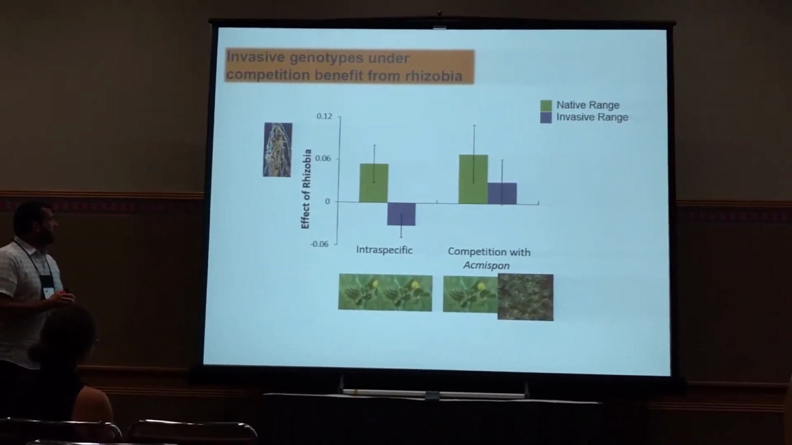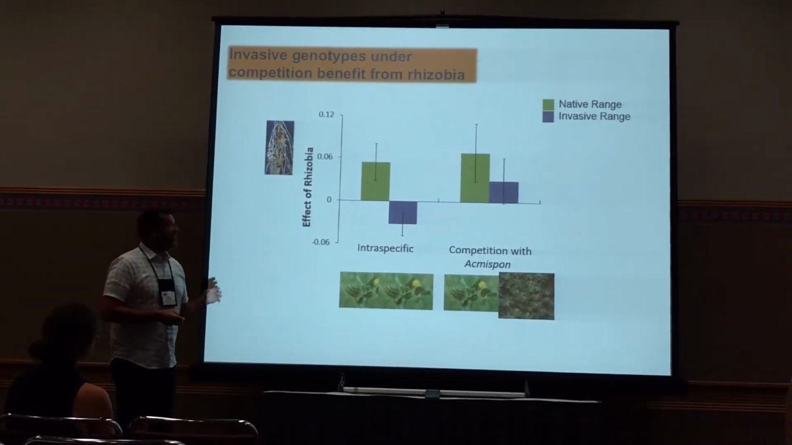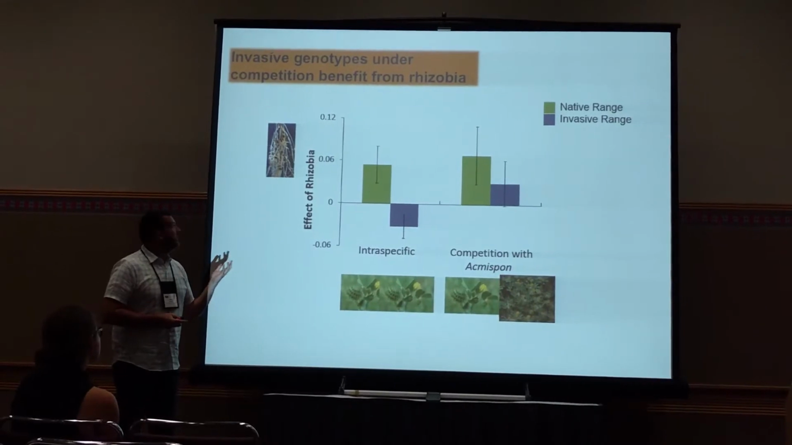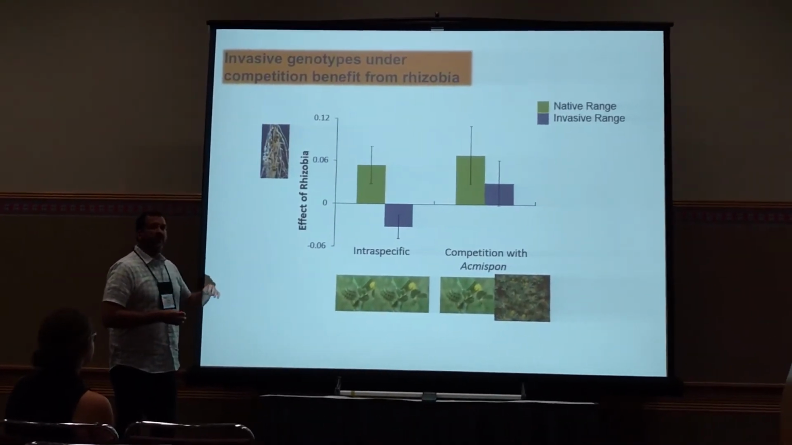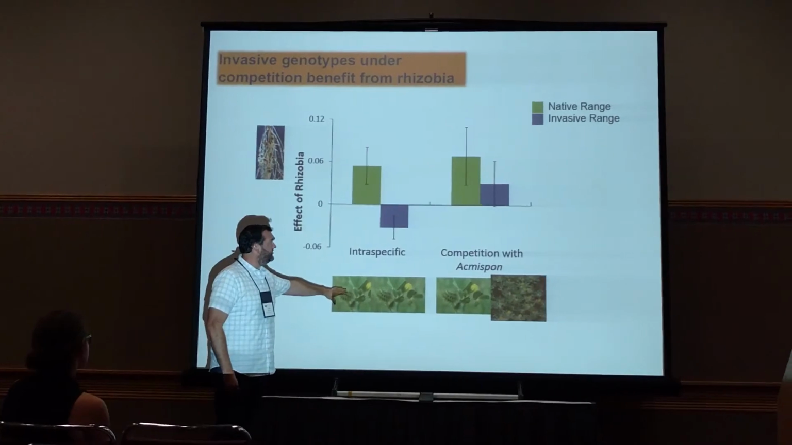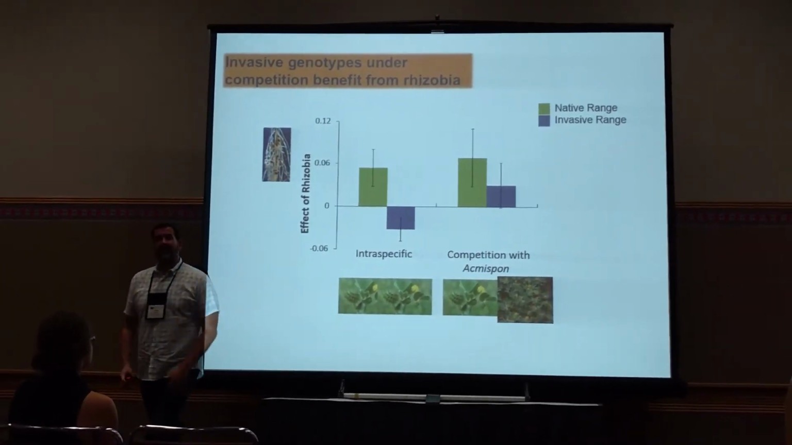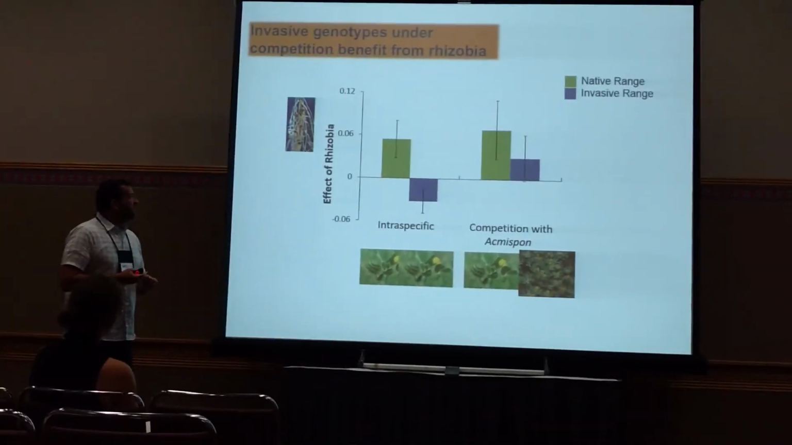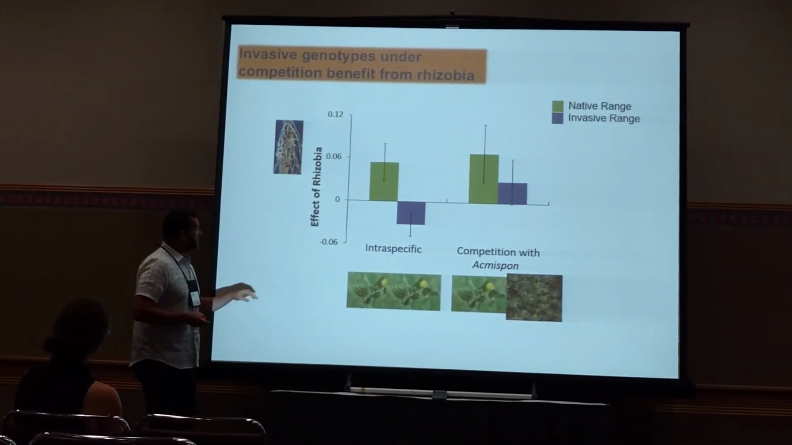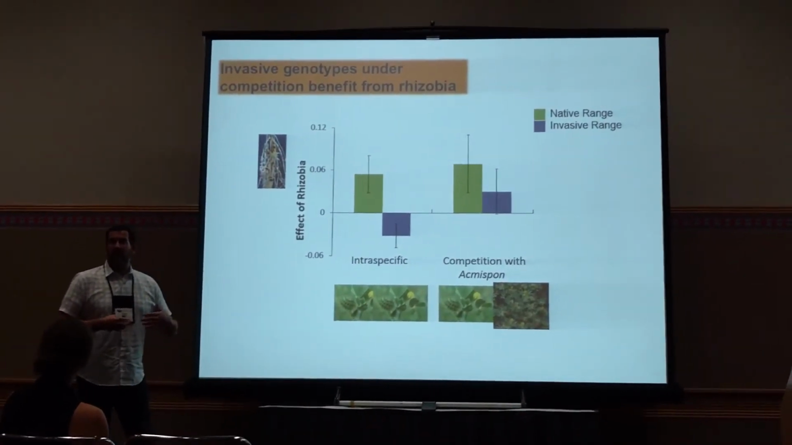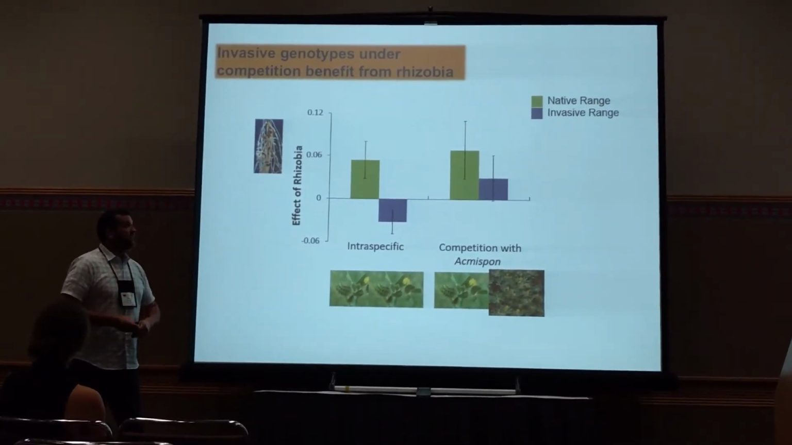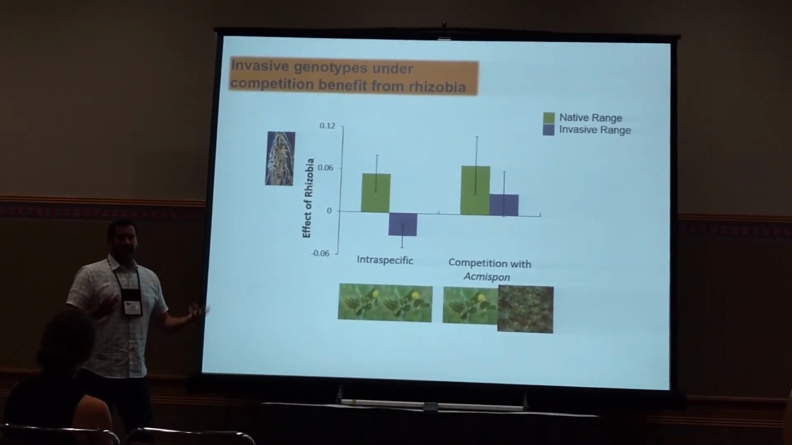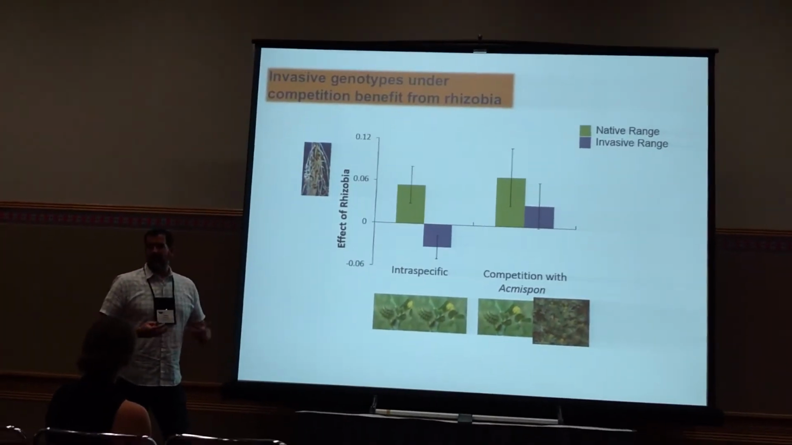And what we find is that if we just look at the effect of rhizobia, native range genotypes don't really care much about the presence of rhizobia. Or at least they don't care differentially between when they're in intraspecific competition or interspecific competition. They benefit from rhizobia the same way in both of those competition treatments. Whereas invasive range genotypes, if they're in intraspecific competition, they tend to be hurt by those rhizobia being present, but they benefit from those rhizobia in the presence of interspecific competition. So maybe that nitrogen now matters once they're in competition with other plant species.